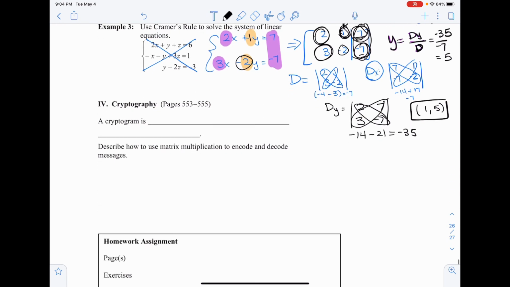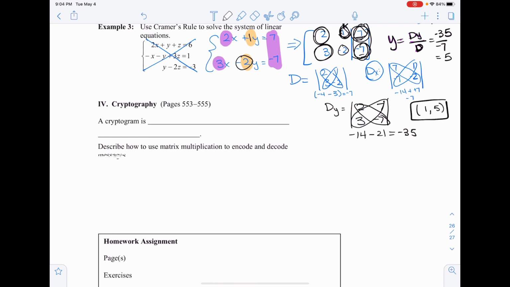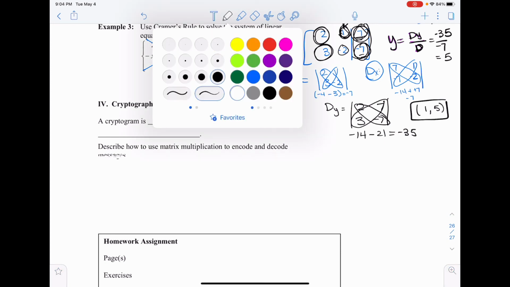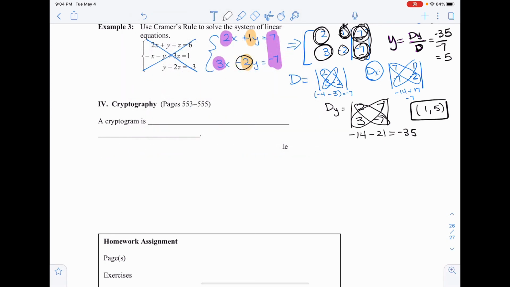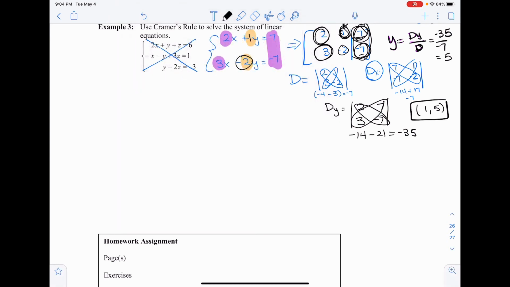Okay, so really quick, I just want to show you, I'm going to kind of give myself some room right here. You can put this on the side of your paper, however you want to do it. We're not going to go over cryptography. I know you're super disappointed. But I wanted to show you really quick, what if you had to find a solution using Cramer's rule for a 3x3? Okay, well, here's what a 3x3 would look like.